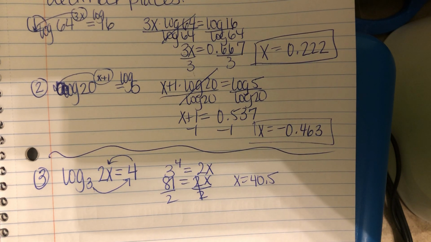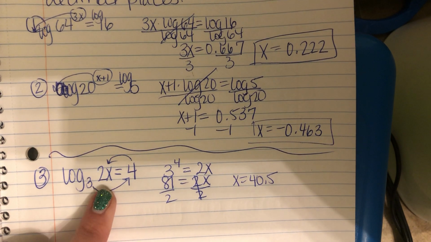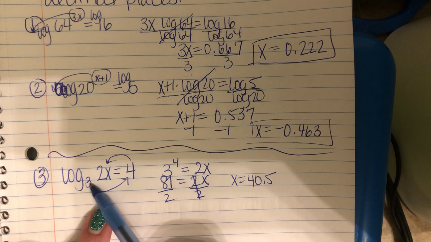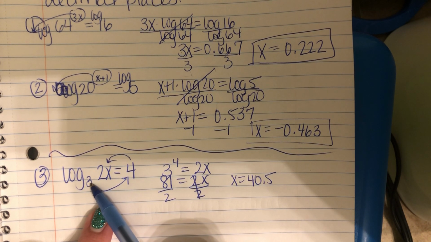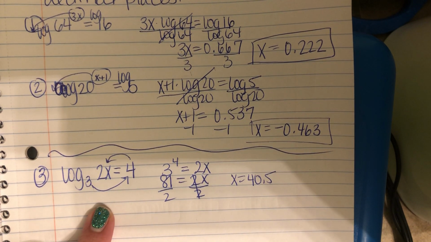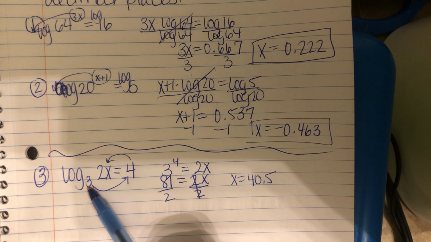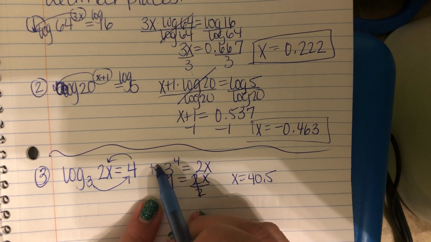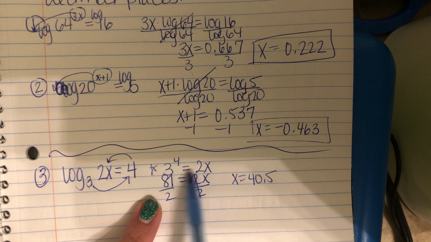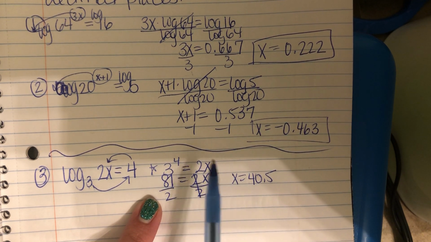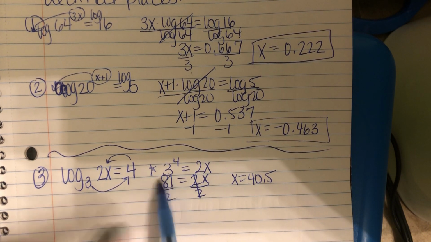And then some people are like, well, how do you check that? You wouldn't be able to check it right here unless you had a calculator that you could change the base on, because that brings me to our next point. On your calculator, the log button only has base 10. It doesn't have anything else other than 10. It's an automatic 10. So I would actually have to check it right here. I'd have to do 2 times 40.5 is 81, and 3 to the 4th is 81.